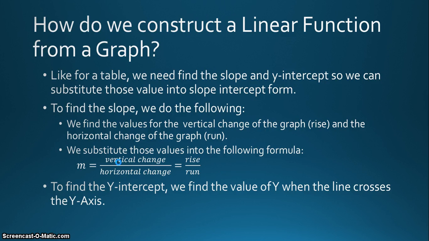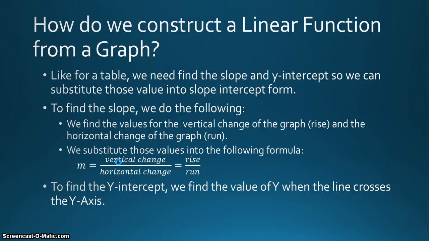We're first going to find the vertical change in the graph, or the rise, and then we're going to find the horizontal change of the graph, or the run. And we substitute those values into the formula m equals the vertical change over the horizontal change, which equals the rise over the run. Most of you are going to memorize it as rise over run, which is totally fine.